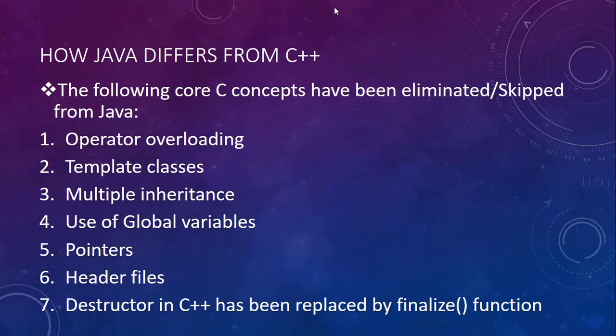Pointers, again, were difficult for us to learn. Also, there were problems faced with respect to reliability. So Java developers have removed pointers from Java. Header files, because of macro viruses and so on, all the header files and preprocessors have been removed. And finally, destructors in C++ have been replaced by a function called the finalize function.